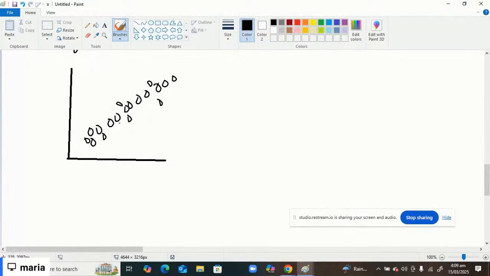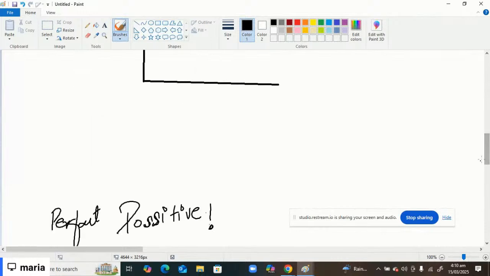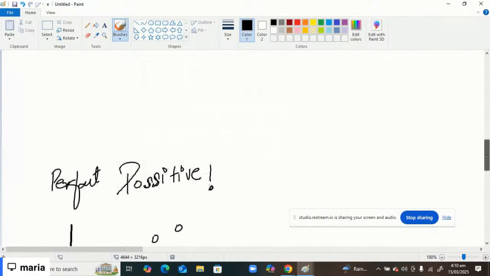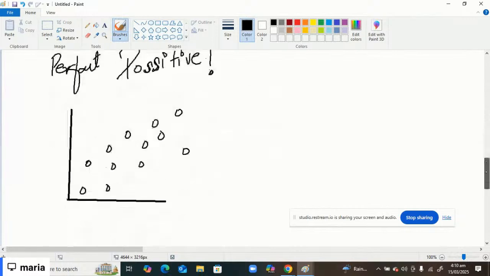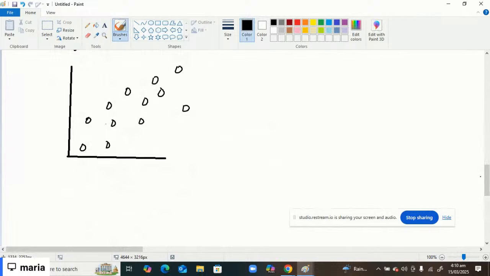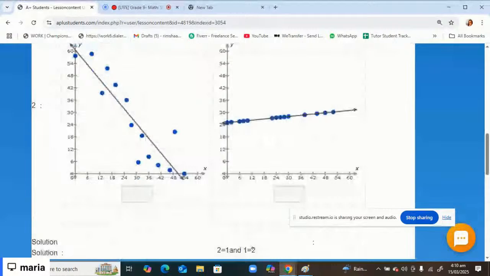When we talk about the weak positive correlation, what is a weak positive correlation? For example, the points are sometimes moving upward, but in a random way, with some scattered points. These are your positive correlations: first the perfect positive, then the strong positive, and then the weak positive correlation. This is what we have done in this way. All right.